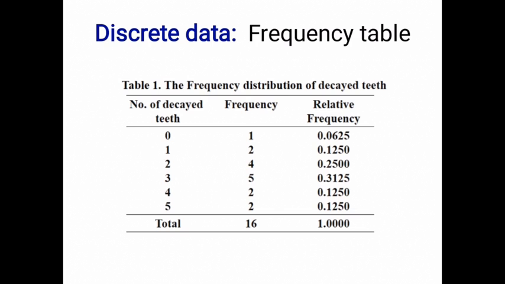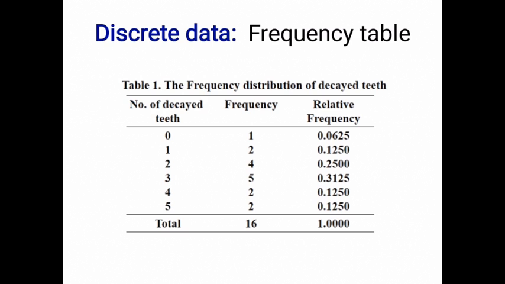Firstly, we should order the values from the smallest to the largest. List the various values in the first column: 0, 1, 2, 3, 4, 5. Then we count how many numbers are the same. That is the number of times of each value, the frequency of each value, listed in the second column. The total frequency is the total number of observations, 16.